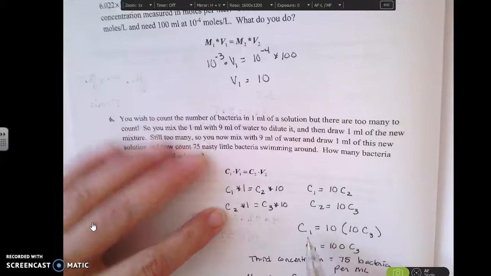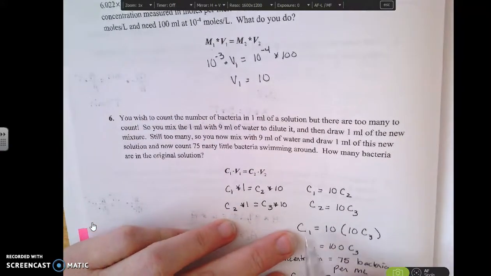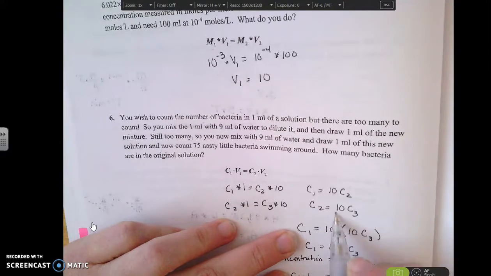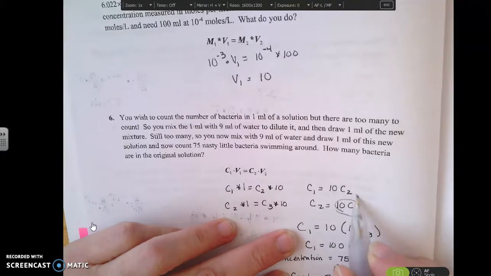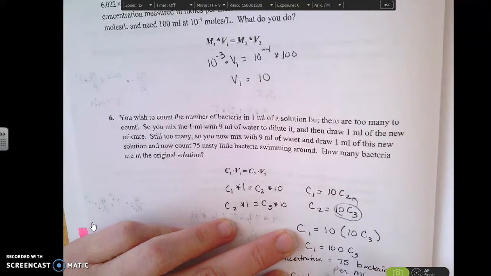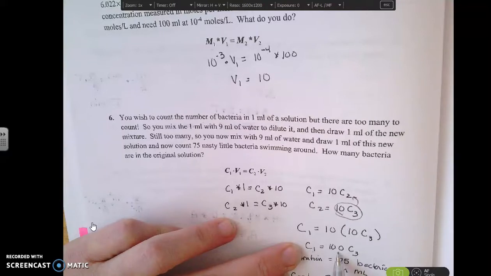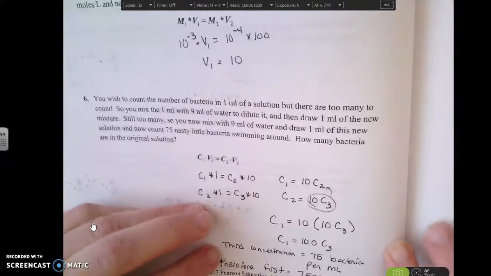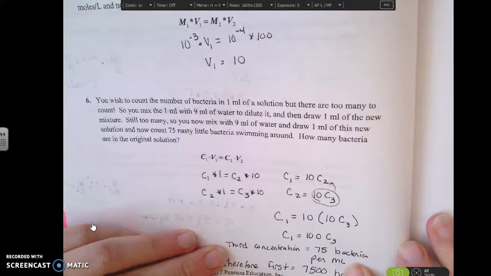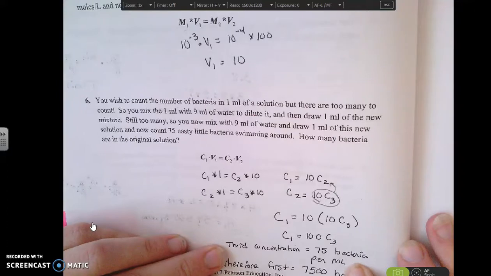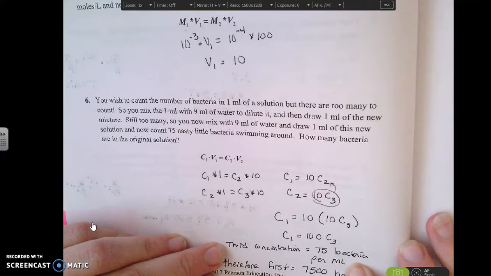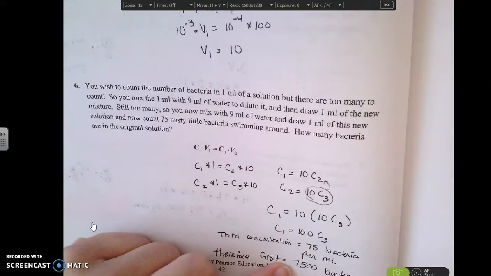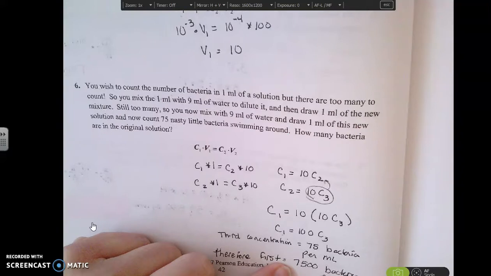And so we're trying to find the concentration of the first one. It's going to be 10 times the concentration of the second one. So we're taking this value and replacing C2. So we get the concentration of the first one is 100 times the concentration of the third one. Then they gave you the information. They said the third concentration is 75 bacteria per milliliter. So what was the concentration of the first one? The concentration of the first measuring was 7,500 bacteria per milliliter.